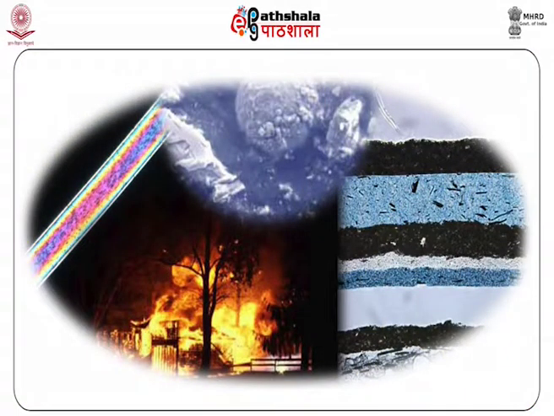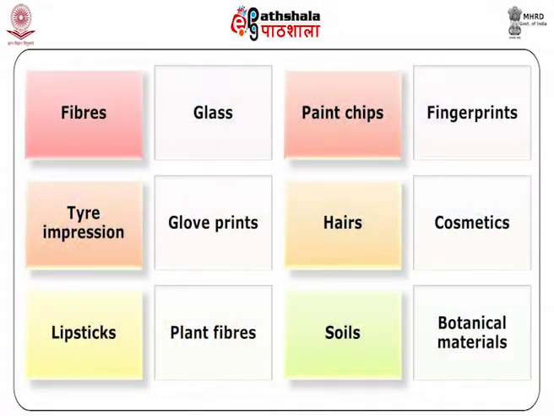The role of trace evidence is important in accident investigation as it involves the movement of one part against another, hence leaving a telltale mark. Few examples of trace evidence are fibers, glass, paint chips, fingerprints, tire impressions, glove prints, hairs, cosmetics, lipsticks, plant fibers, soil, and botanical materials.